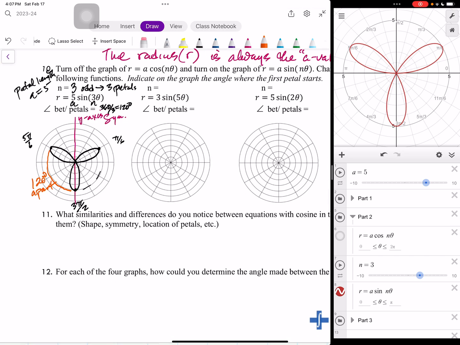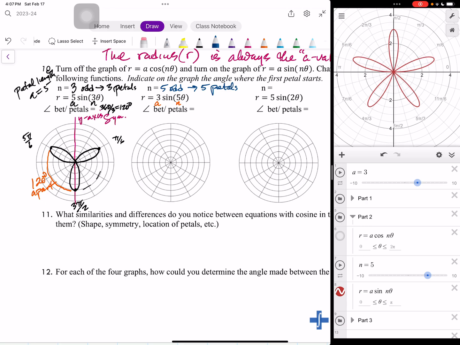Now the next one here, A is 3 and N is 5, so let's see, 5 is odd, right? And so that means we have 5 petals. Let's change A to 3 now. That changes the length. Increase N to 5, and notice that we have a 5-petal rose here, and it still has y-axis symmetry, which is cool. Check that out. But the first petal does not start on the x-axis here; it's off the x-axis. So we're going to have to figure out how to do that.